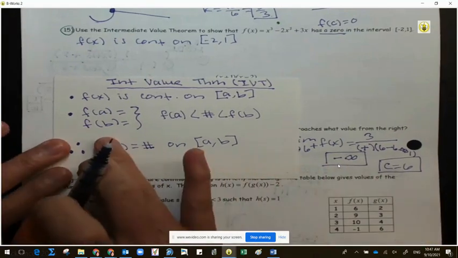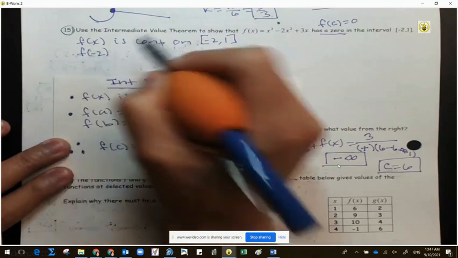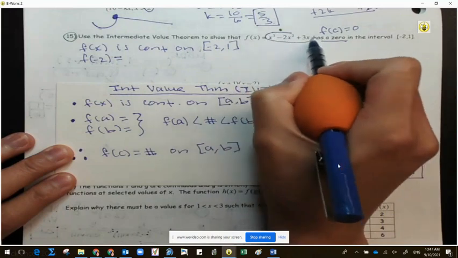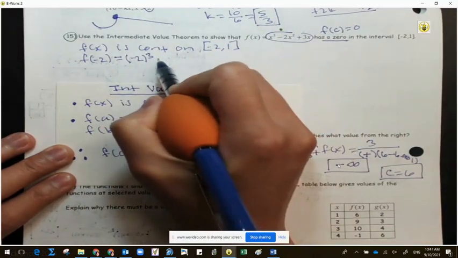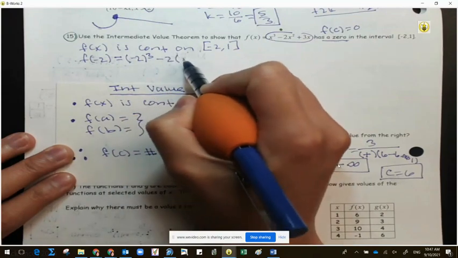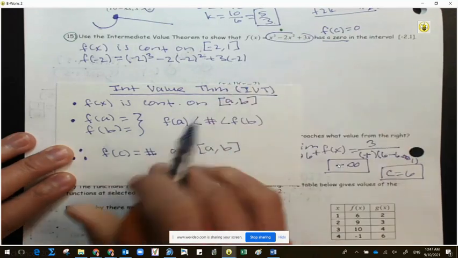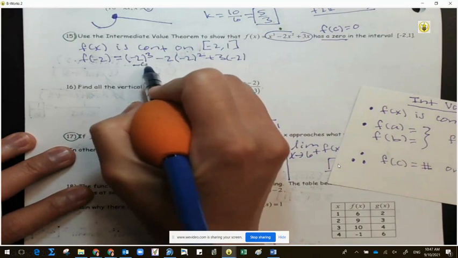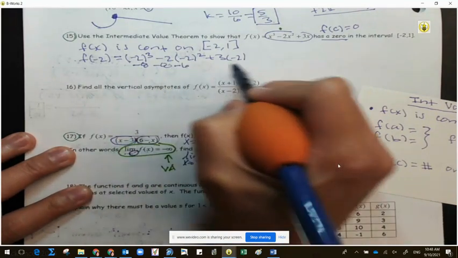And then we need to plug in the endpoints. So my first endpoint is f of -2. Let's plug it into our function given. And just in case you mess up, write it exactly as it is by plugging it in with the parentheses. I'll do a little piece at a time. That's going to give us -8. The next one is also -8, and -6.